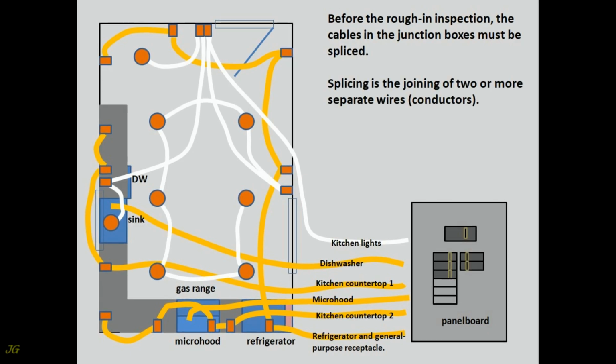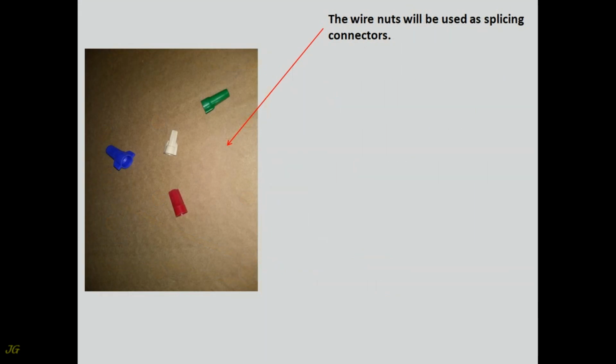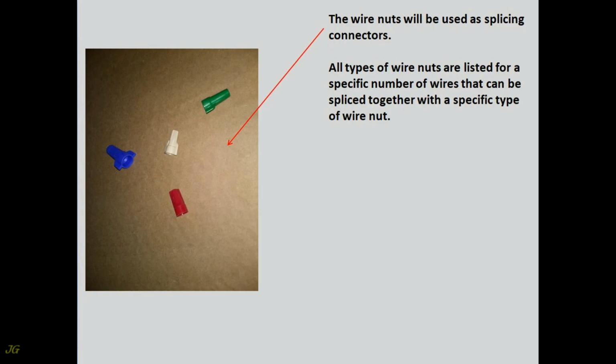Splicing is the joining of 2 or more separate wires, conductors. The grounding conductors must always be connected to each other to form one equipotential bonding. The wire nuts will be used as splicing connectors. All types of wire nuts are listed for a specific number of wires that can be spliced together with a specific type of wire nut.